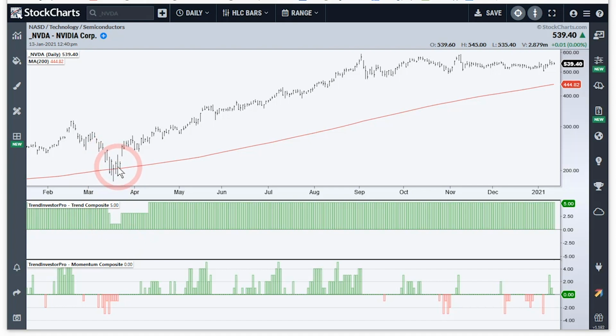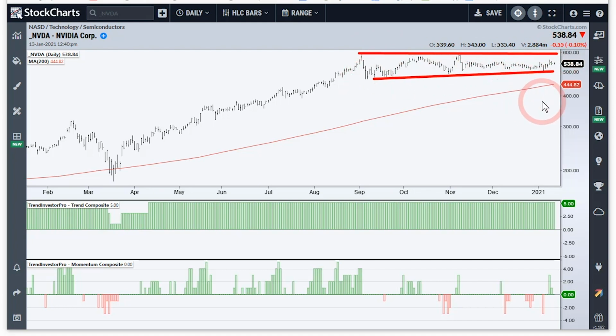And there you can see it bouncing off the 200-day and pretty much more than doubling from 200 to 500. So since it hit 500 or 600 actually, it's consolidated. And this trend composite is still bullish. And a consolidation within an uptrend is typically a bullish continuation pattern.